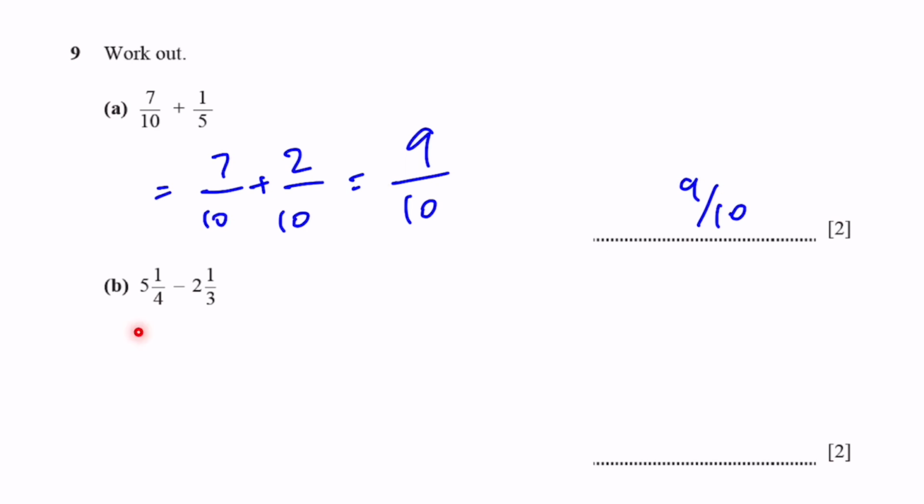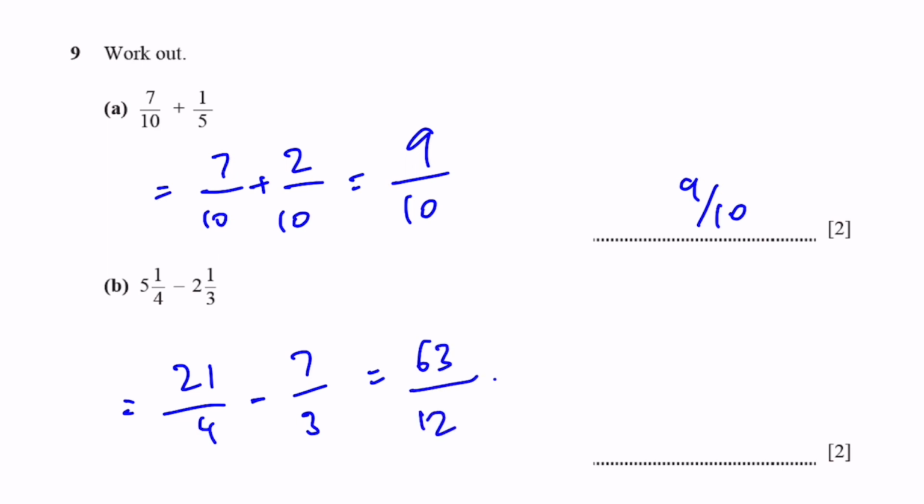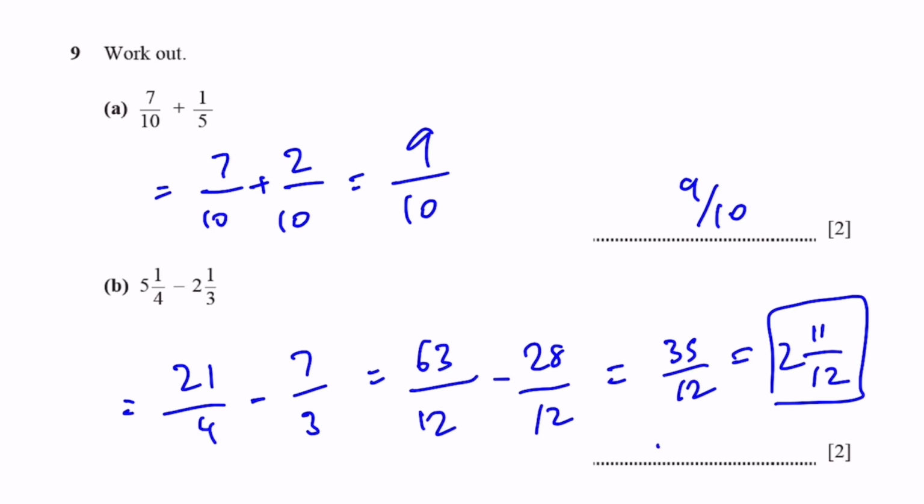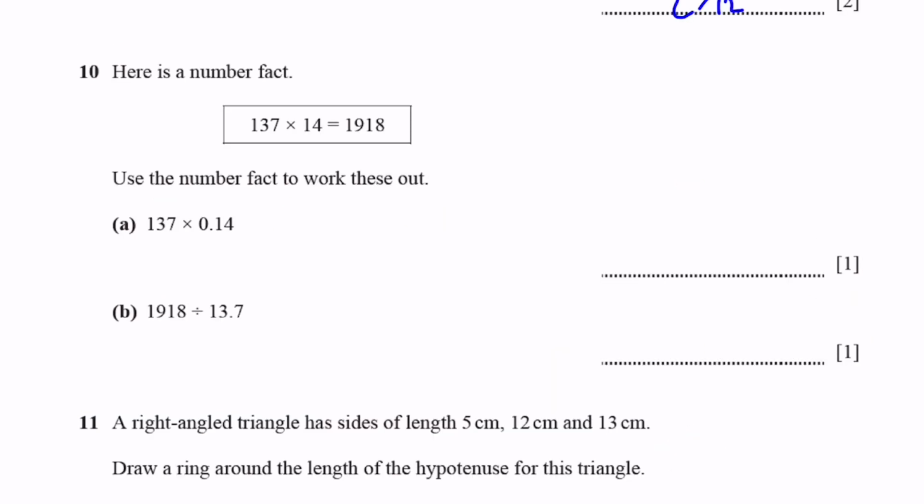B. 5 1 by 4 minus 2 1 by 3. That'll be 21 by 4 minus 7 by 3. Now you can multiply this one by 3 on both sides to get 63 by 12 minus, multiply this by 4 on both sides, 28 by 12. And when we subtract it, we will get 35 by 12, which is equal to 2 11 by 12. That's the answer.